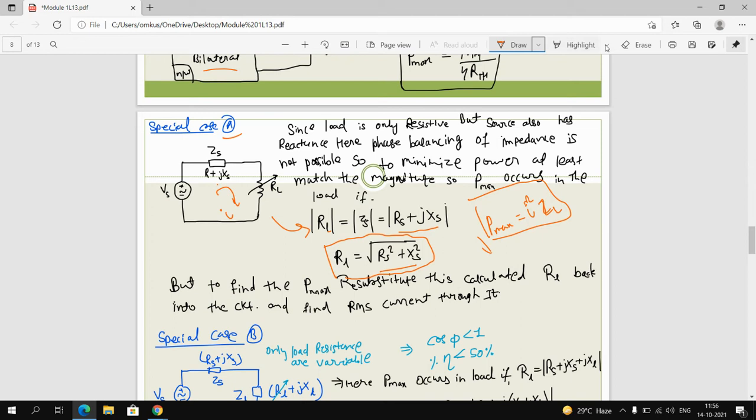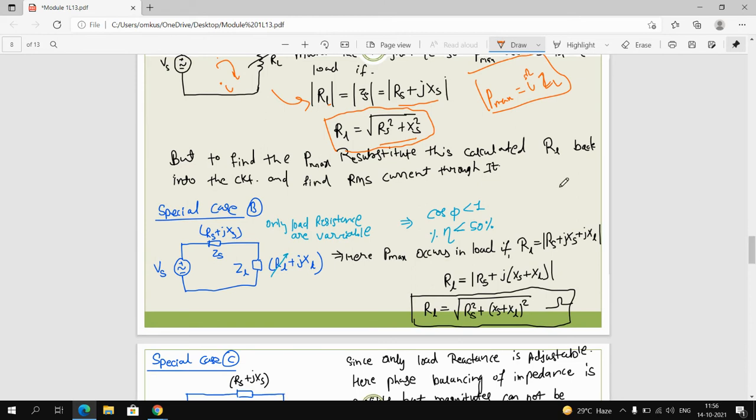In the general case, we are using that formula directly, but here first of all you need to calculate the value of this load resistance or load impedance, and resubstitute that load value in your original circuit and calculate the respective current, and then you are able to find the maximum power transfer to that load.